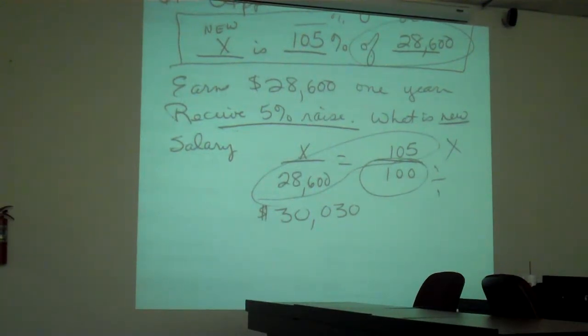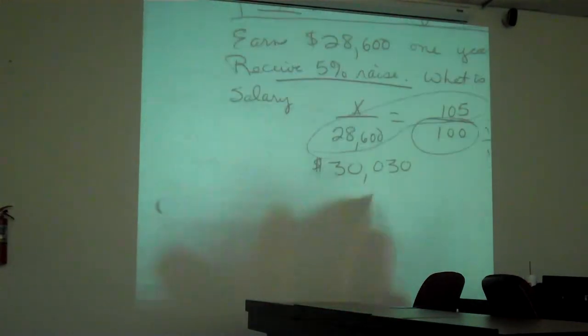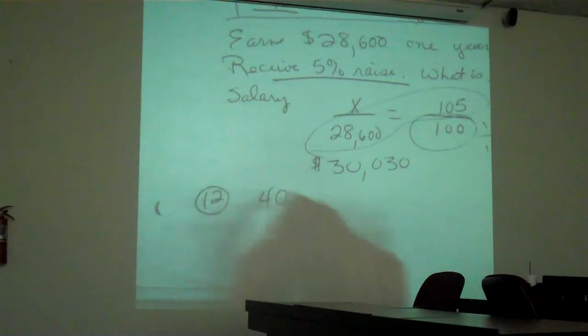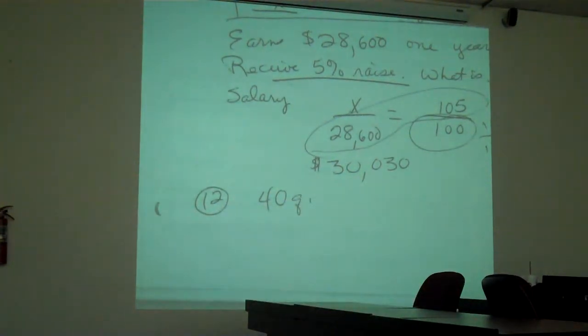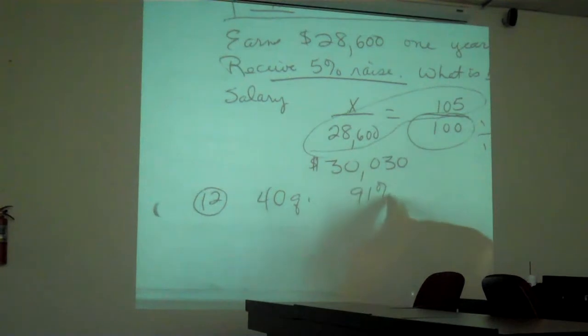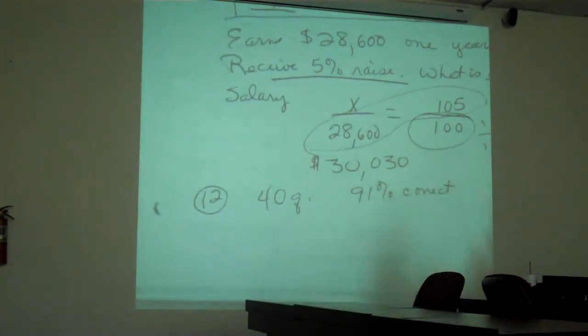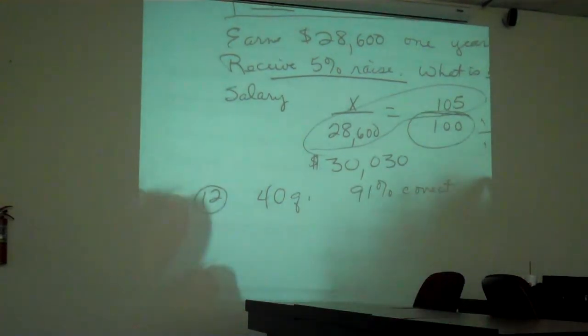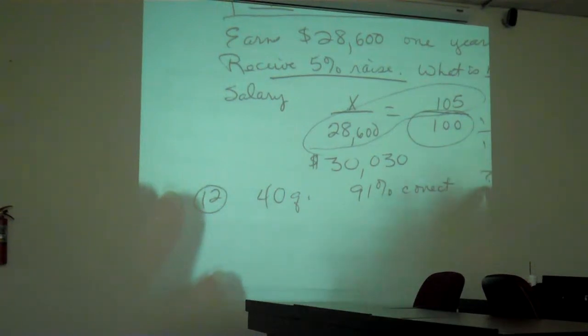Let's see, number 12 is optional. Let's do number 12. On a test of 40 items, so there's 40 questions, Christina got 91% correct. And there was partial credit on some items, so she may have got half of a problem right. How many items did she get correct, and how many items did she get incorrect?